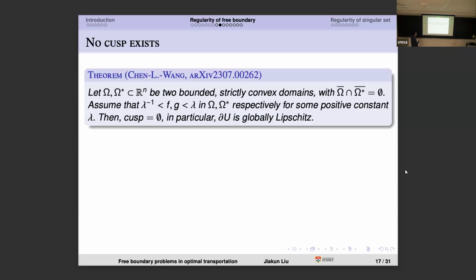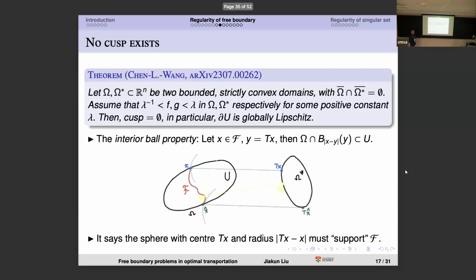Our assumption is that both domains are bounded and strictly convex and separated from each other, and that the density function is bounded. Now we do not need any continuity. As long as the density function is bounded from below and above, we prove the cusp set is empty. If there's no cusp, that means the active region U is globally Lipschitz. And how do we rule out this cusp? Again, by using the powerful interior ball property. Interior ball means that for any point on the free boundary, you draw a sphere, and the sphere has to stay on one side of the free boundary. By using such a nice property, we can rule out the cusp.